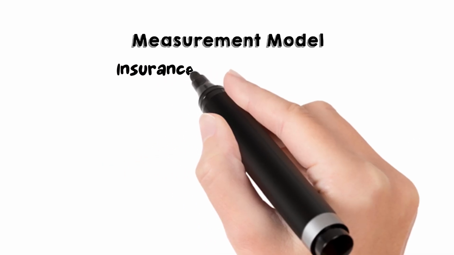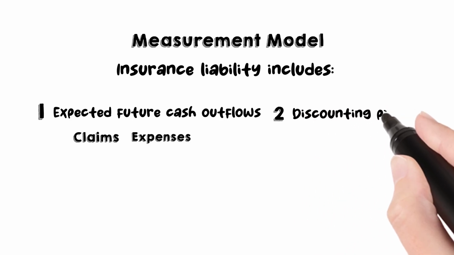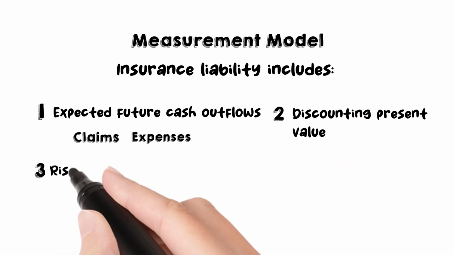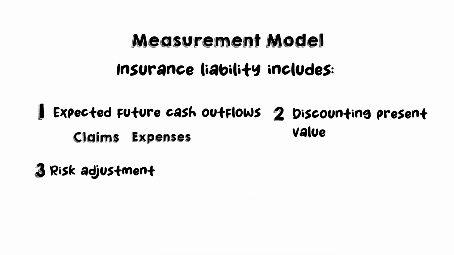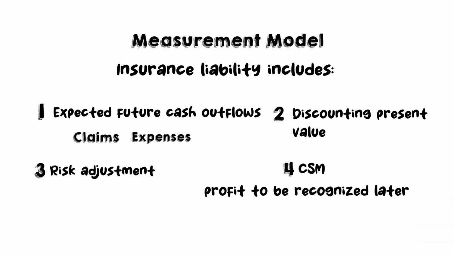Measurement model. Insurance liability includes: 1. Expected future cash outflows, claims and expenses. 2. Discounting, present value. 3. Risk adjustment. 4. CSM, profit to be recognized later.